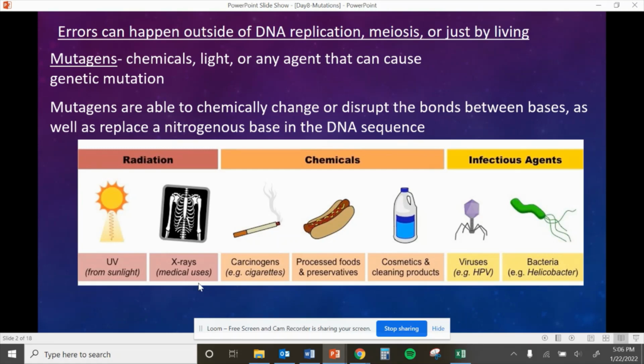A lot of times if you get an X-ray done, they'll put a little lead protection thing over you, like an apron, and that is to protect the rest of your body from that radiation. Chemicals, like carcinogens, preservatives, and different things in cosmetics and cleaning products can cause mutations, as well as some bacteria and viruses. Not all, but there are some that can. These are things that cause errors, but when the error is not able to be fixed, they're mutations. So a mutagen can cause an error and then it can be fixed by the mechanisms we have in our cells. But when they're not fixed, it's a mutation.